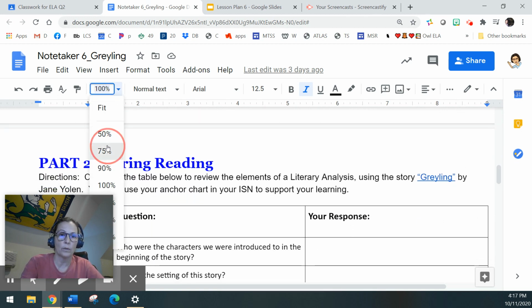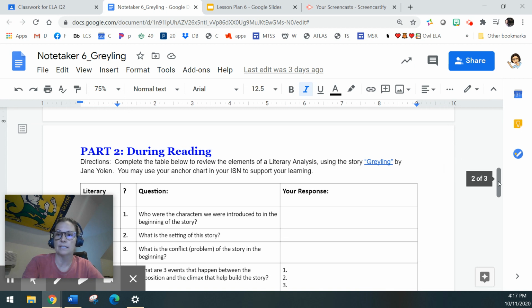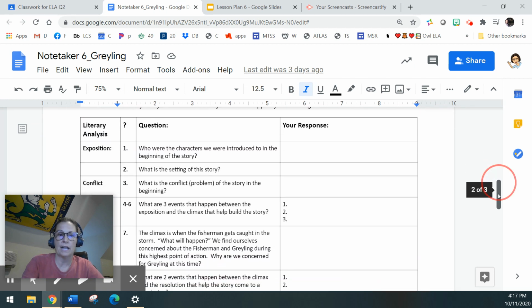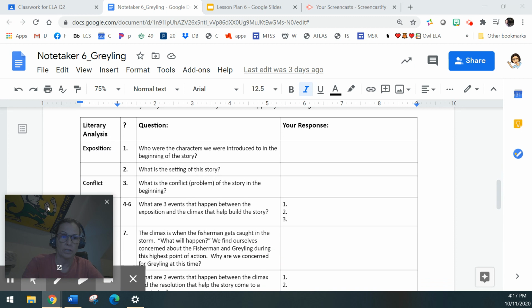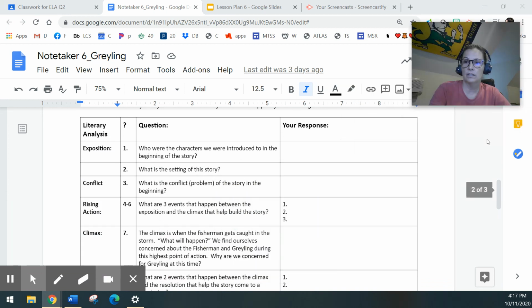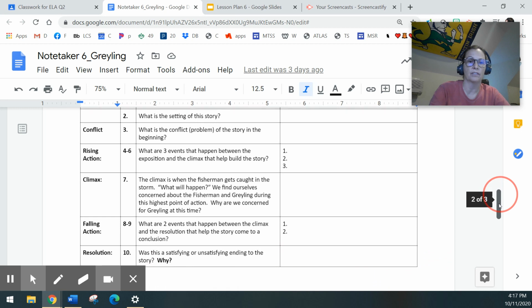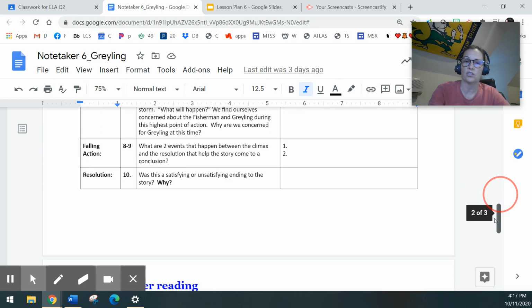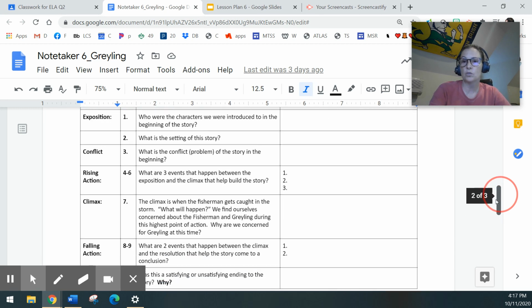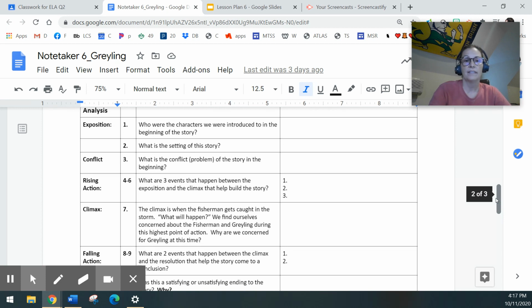So a couple weeks ago, we talked about a literary analysis. In the literary analysis, you have these different parts on the left. You have exposition, conflict, rising action, climax, falling action, resolution. And in elementary school, that was considered a plot line. This is already in your ISN at home, so feel free to open that up and remind yourself what each of these elements are. That was an anchor chart from 2 weeks ago.